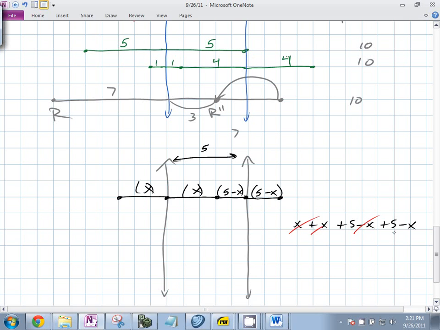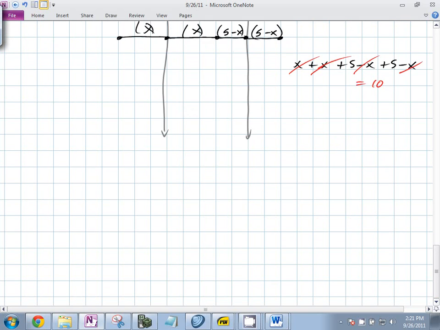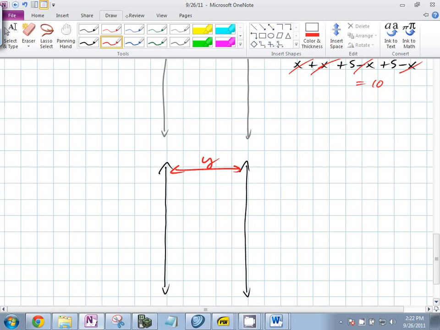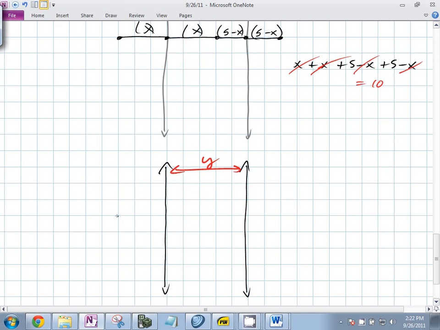And what are you left with? You're left with 10. Let's make it even more general. Instead of 5, what do we want to call the distance between the lines? Y? Sure. Let's call this distance y. So let's call this distance right here x.